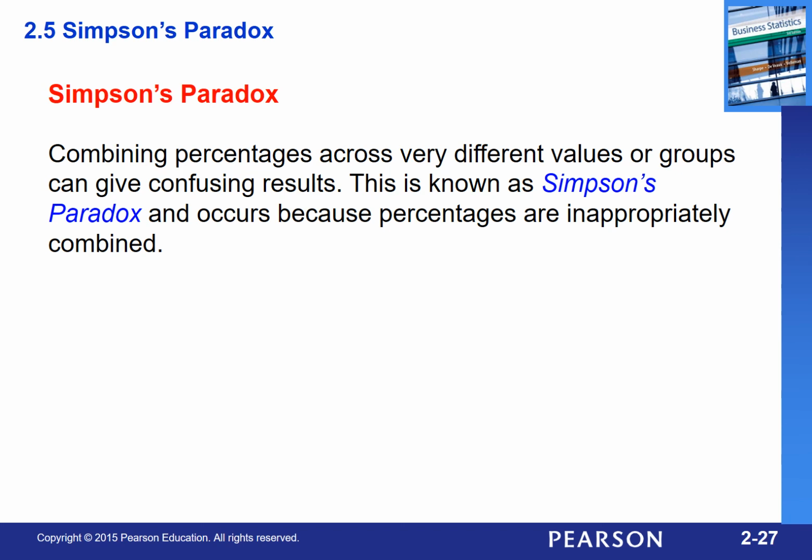All right. Simpson's paradox. So Simpson's paradox is basically the idea of, hey, if I make these percentages inappropriately, I can try to convince somebody that I'm right.